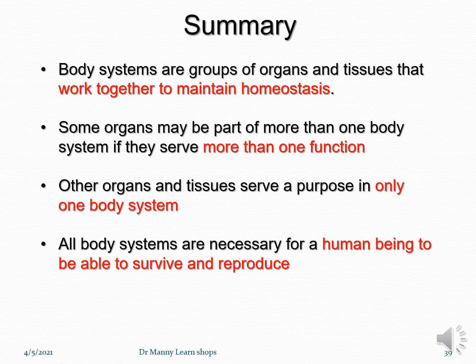So, in conclusion, body systems are groups of organs and tissues and cells that work together to maintain homeostasis. Some organs may be part of more than one body system if they serve more than one function. Other organs and tissues serve a purpose in only one body system. All body systems are necessary, however, for a human being to be able to survive and to reproduce.